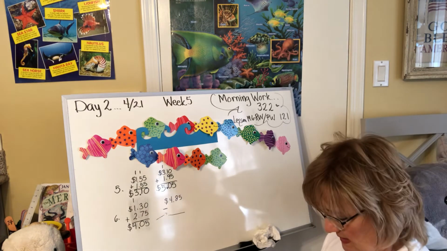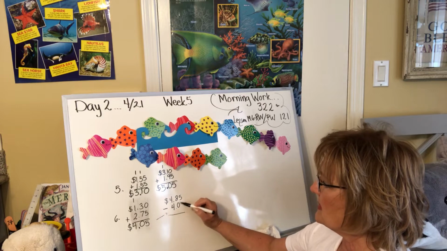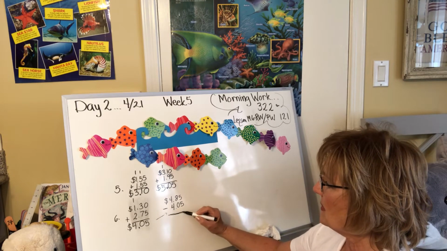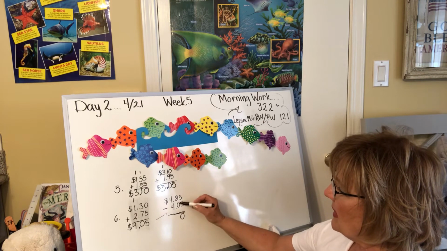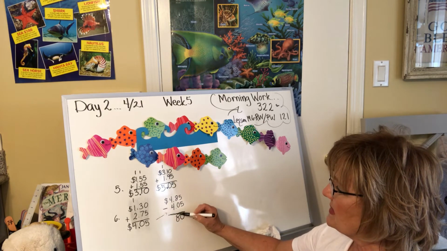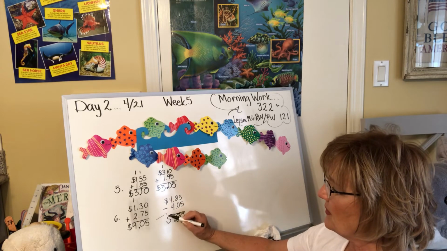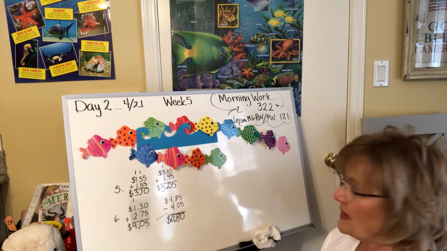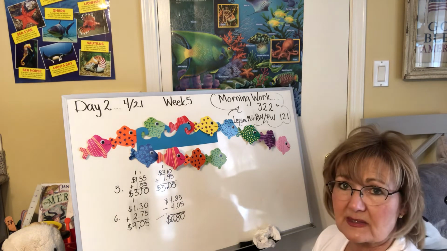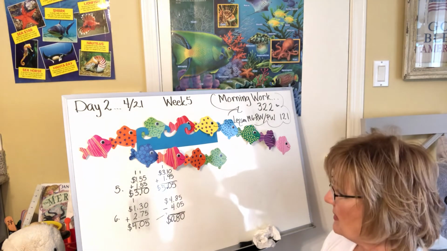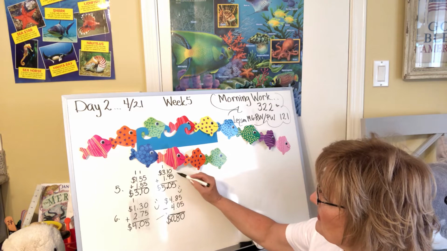$4.05 is what he spent out of $4.85. So he spent almost all of his money, right? But not quite. 5 take away 5 is 0. 8 take away 0 is 8. Drop your decimal point. We don't put 0 in the very front, or because it's money, we could. You don't necessarily have to, but he only has 80 cents left over. So he spent almost all his money. All right, go ahead and check those.